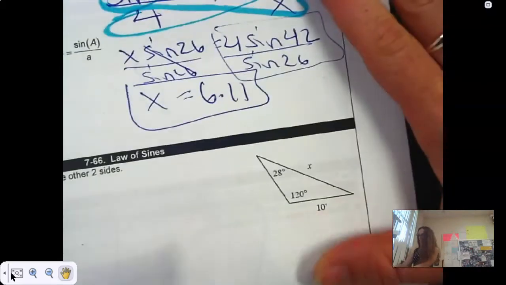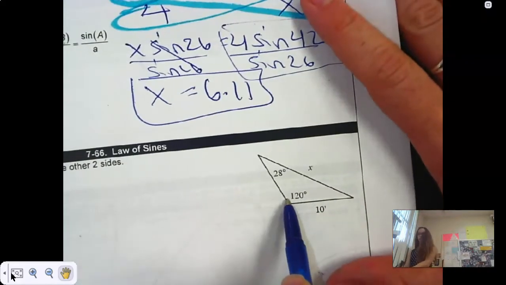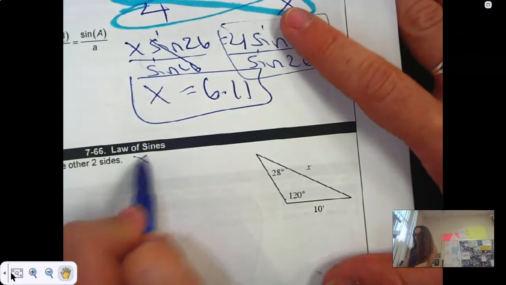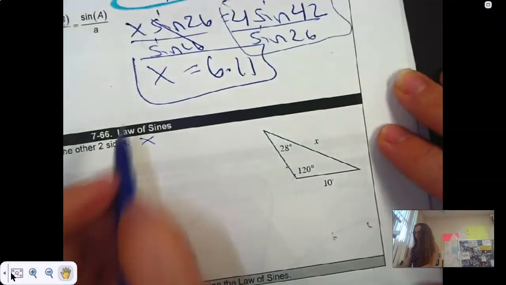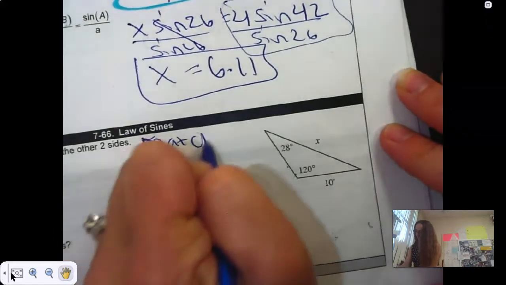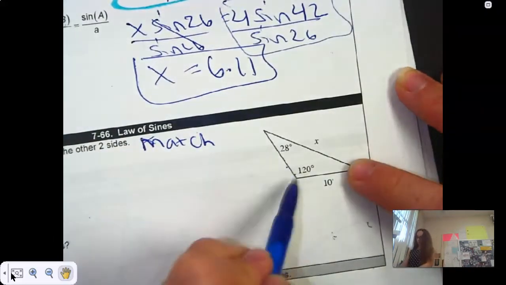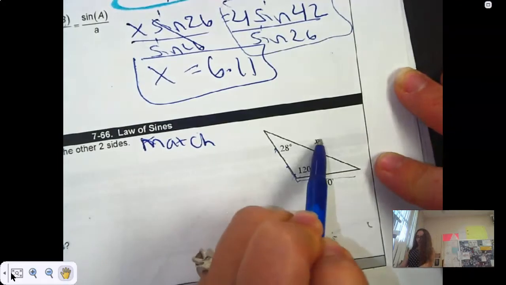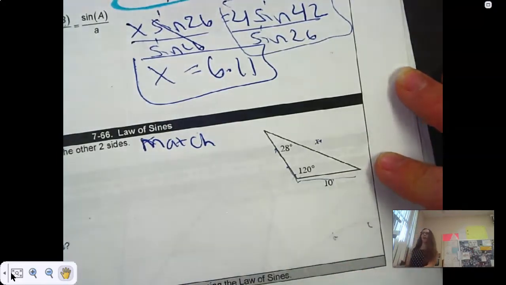So let's look here. Can I do SOHCAHTOA? Can I do Pythagorean theorem? No, because this is not a right triangle. So then what do I've got to do? I've got to see if there is a match. Okay? Well, this opens up to x. So that isn't a match. It does match, but I don't know what x is, so that's not going to help me.